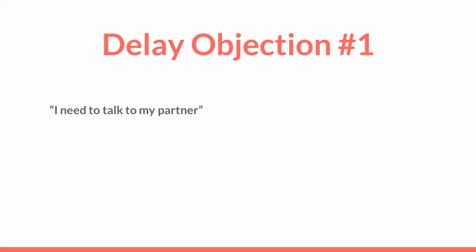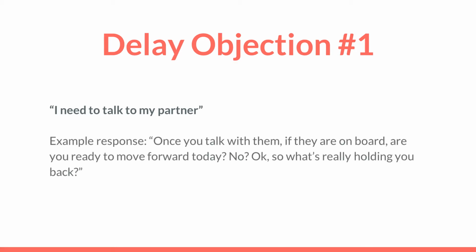These are some more objections. I need to talk to my partner. An example response here is, okay, well, once you talk with them, if they're on board, are you ready to move forward today? And this is a good spot to figure out if it's actually a no for them and they're just using that as an excuse. And then you can say, okay, so what's really holding you back then? There's a lot of times where you've probably been in the same position. You're being sold something and you don't want to tell them what it actually is. You should be drawing those out.